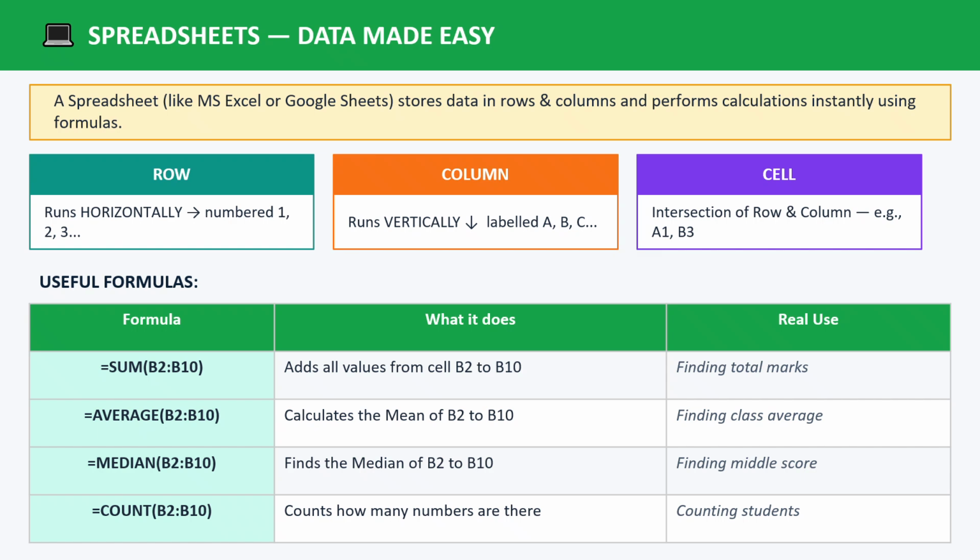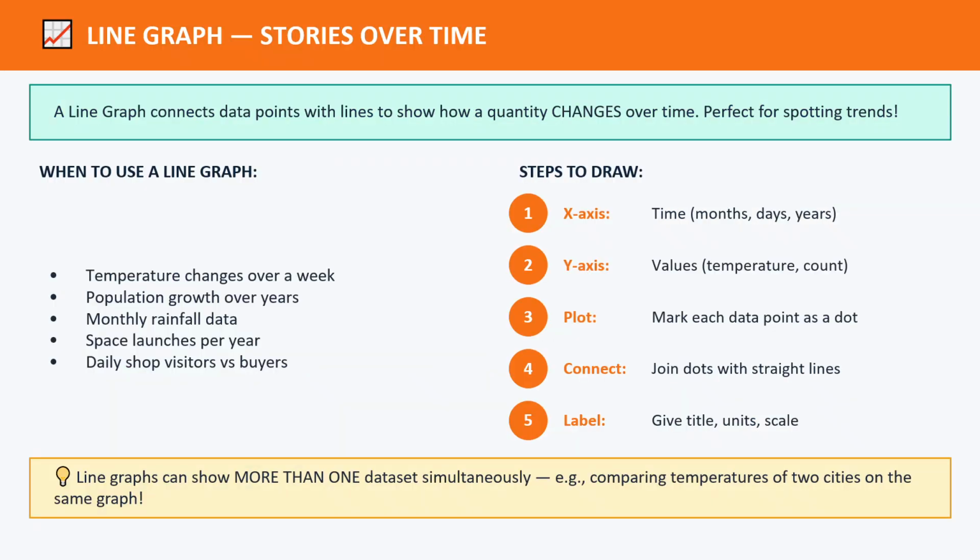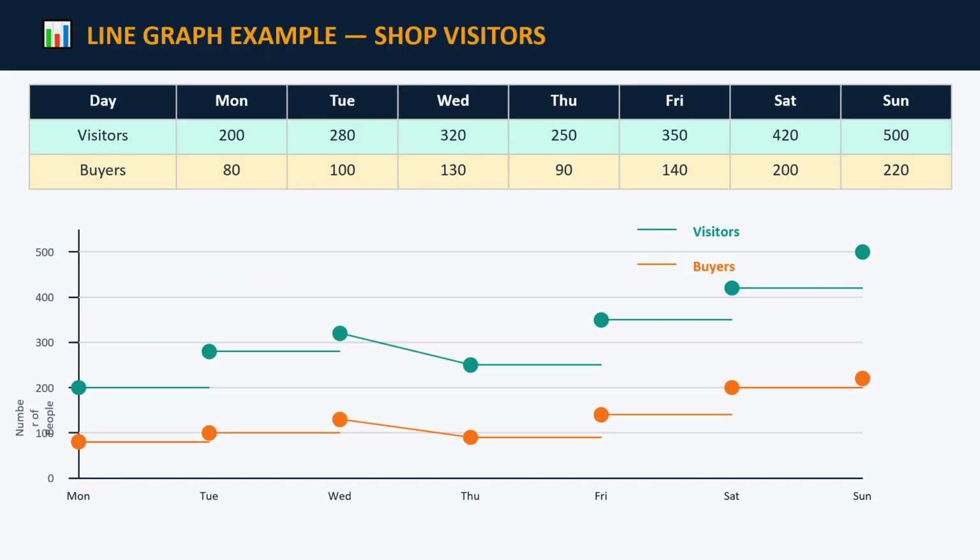Now let's move to something very visual and powerful, line graphs. A line graph shows how something changes over time. For example, temperature over a week, number of visitors in a shop, or rainfall across months. To draw a line graph, we take time on the x-axis and values on the y-axis. Then we plot points and join them with lines. This helps us see trends easily. For example, if shop visitors increase from Monday to Sunday, we can clearly see that pattern in the graph.